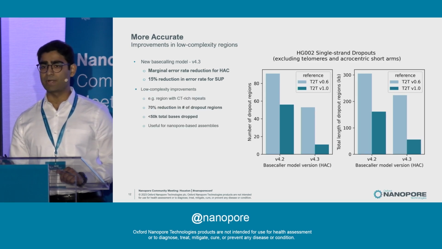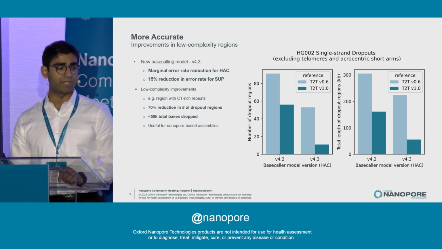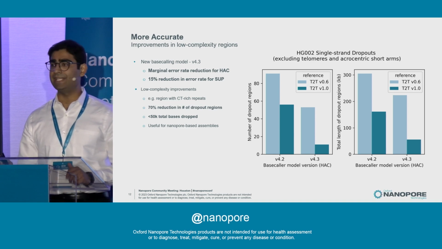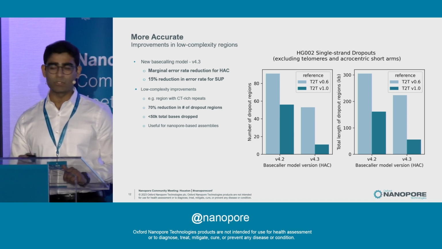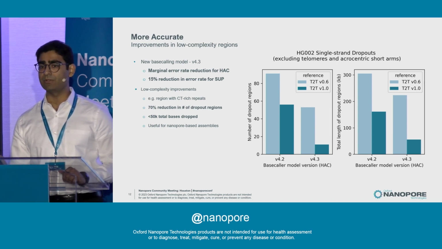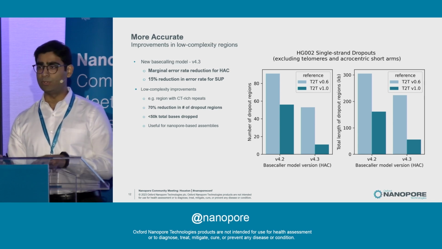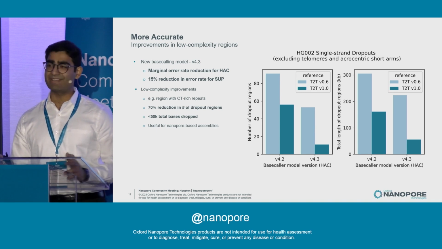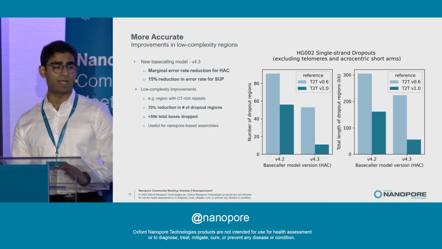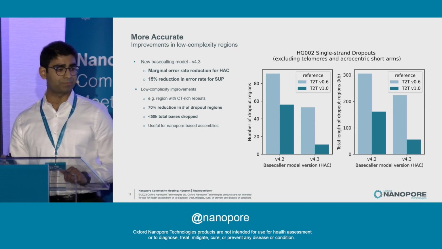But the headline metrics don't actually tell the full story. The new basecalling models perform much better in low complexity regions, specifically in regions with a lot of CT-rich repeats. So to measure the improvements, we looked at the change in the number of dropout regions by aligning reads to the human reference, specifically the T2T-v1 reference. Reads that were called with the new model, v4.3, saw a 70% reduction in the number of dropout regions compared to the same reads when they were called with the previous version of the model.